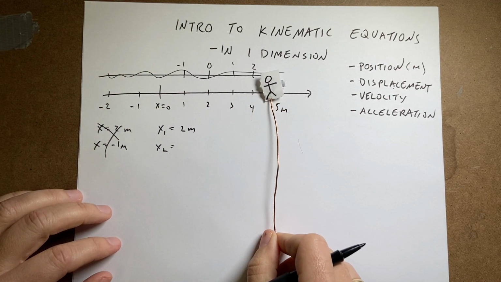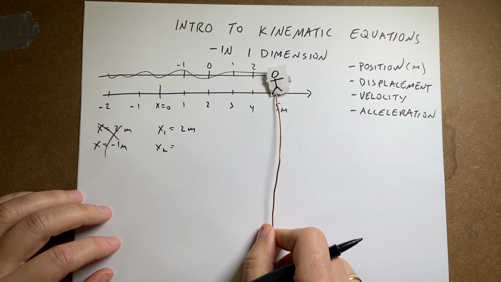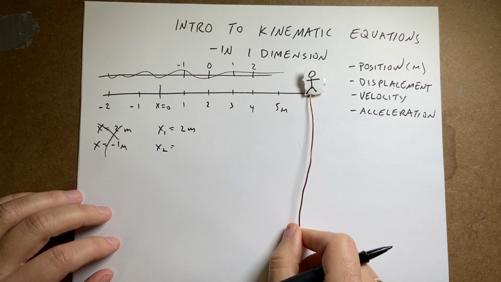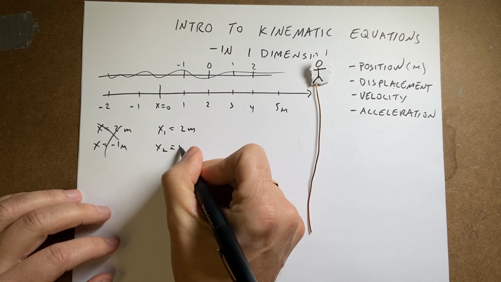Now the person may or may not actually sing. Okay, it depends on the person. Some people like to sing when they move, and some people don't. But x2 is equal to 5 meters.